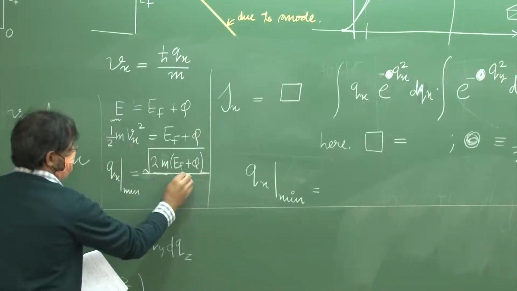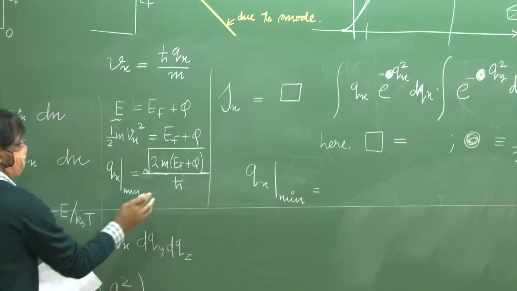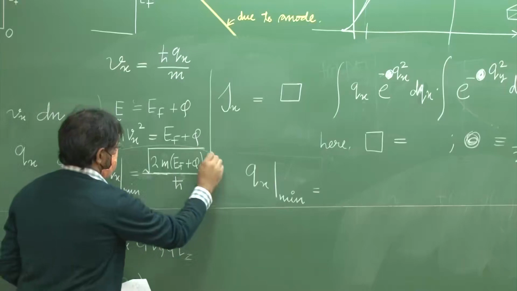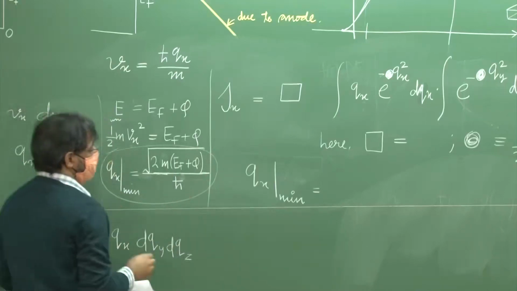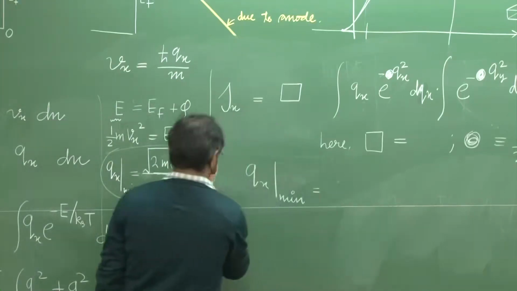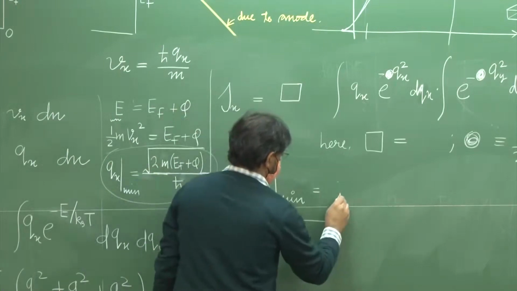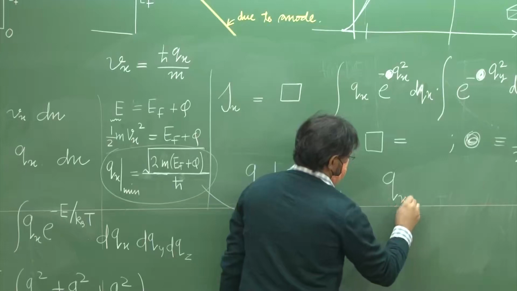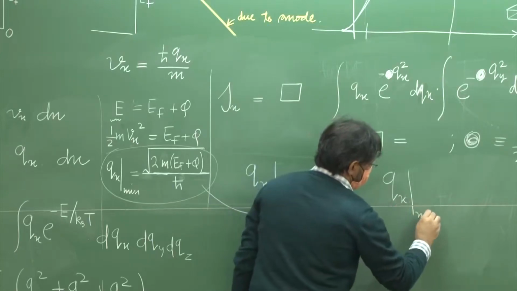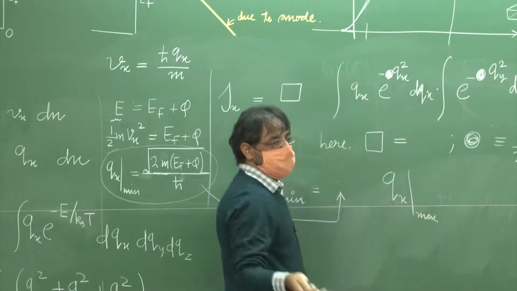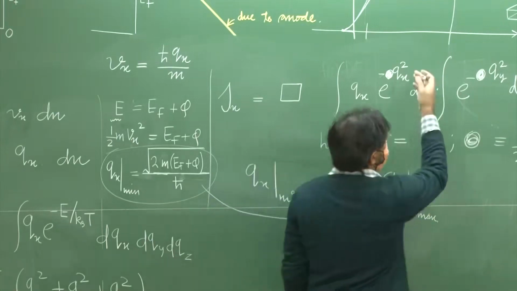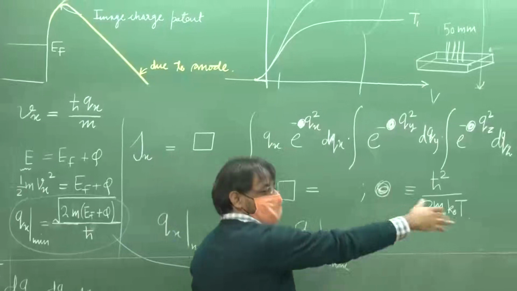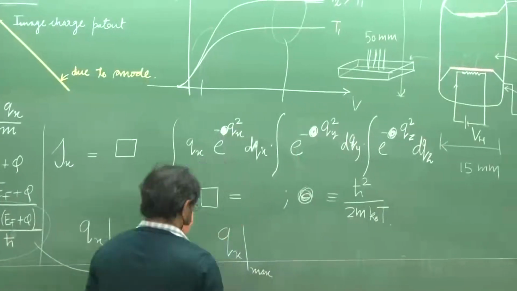Because this was h bar square, when you take the square root, only h bar will remain. So, this is your Qx minimum. And what should be Qx maximum? What can be the maximum value of Qx? No limit, right? This entire tail is accessible. Sorry, I have erased it, but the tail can extend up to infinity.